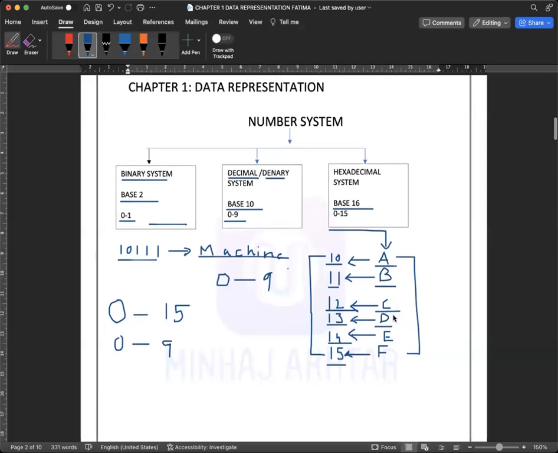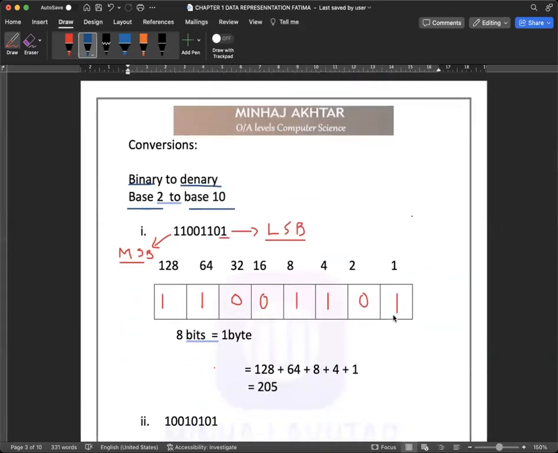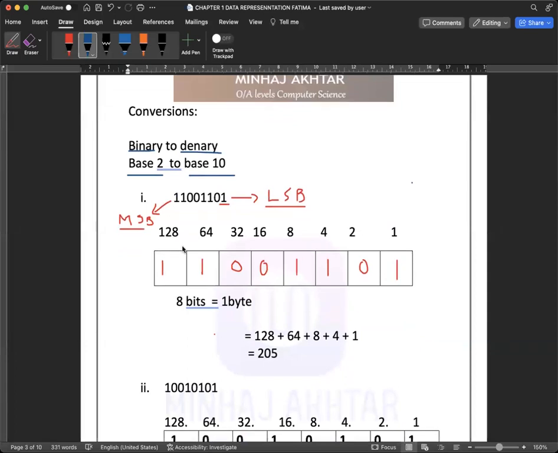Okay, now moving on. Are you there? Yes. Now starting the conversions. Conversion means we are going to convert binary into different number systems. So the first number system is denary. Binary to denary. Base 2 to base 10. Is that okay? Yes. Okay, now you see on my screen, there is a question. Can you read that question for me?